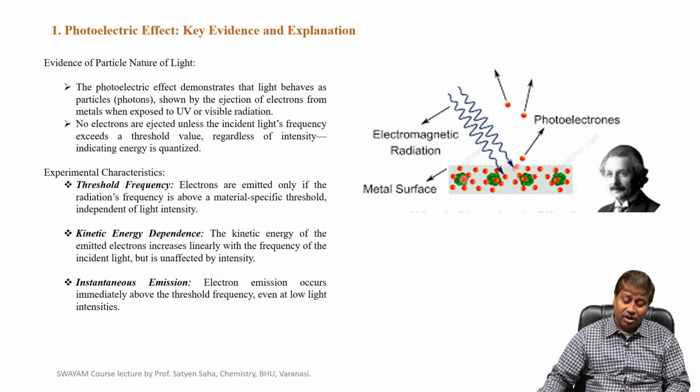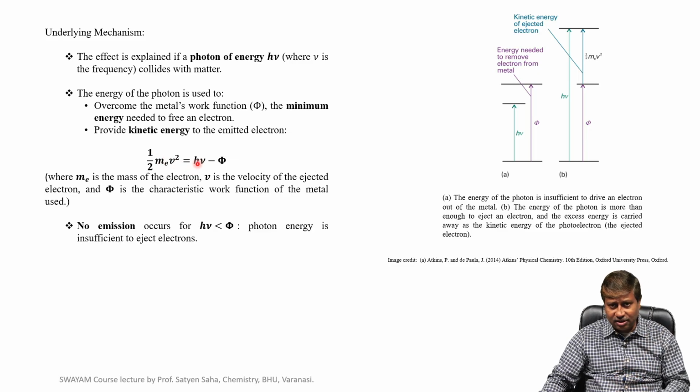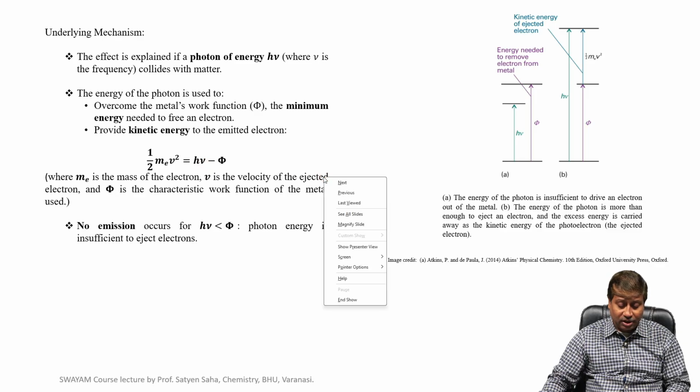Einstein gave a formulation, and it is a very simple formulation. The kinetic energy of the kicked out electron is equal to the difference between the light energy, h nu, that is given, minus the holding power of the metal, which is called the work function. So, this is the photon energy, and the photons overcome the metal's work function, which is phi.